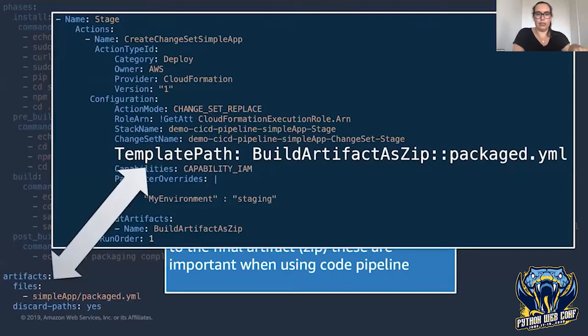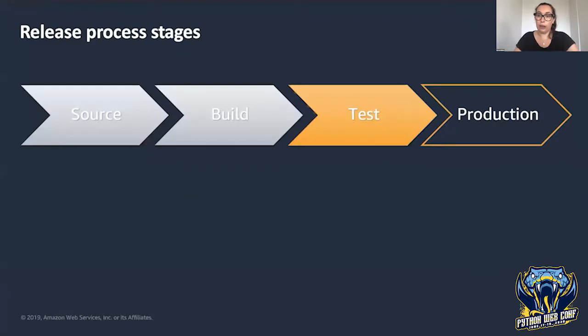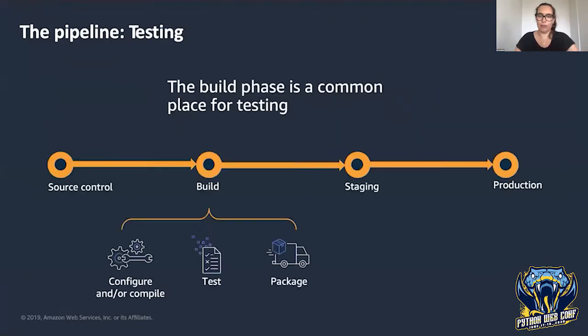So as I said, this is what the next stage will use, in this case, to deploy this application into the cloud and to build the change set that will be deployed. So we need to pass the path of our application. You can see here that it has build artifact as zip, and then package YAML, that is the name of this thing. That's our artifact. Good. Now we can move to testing.